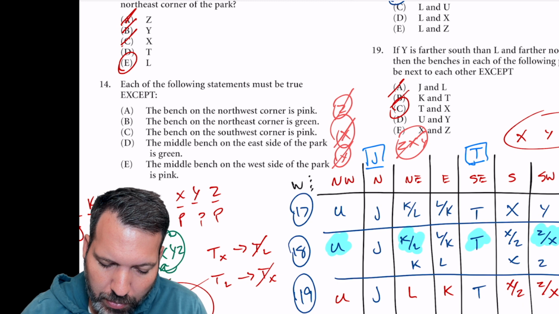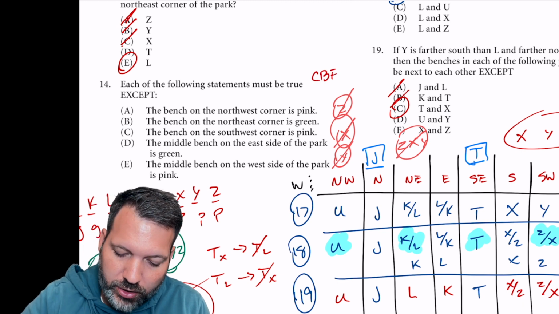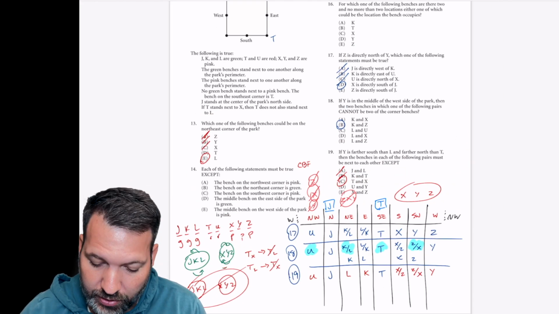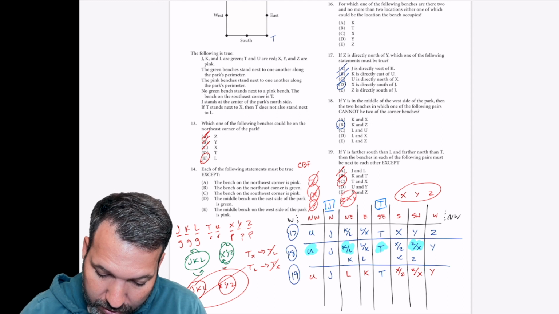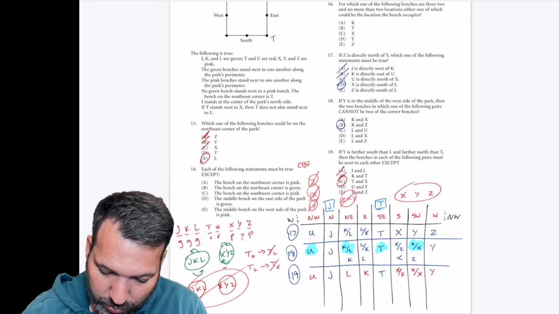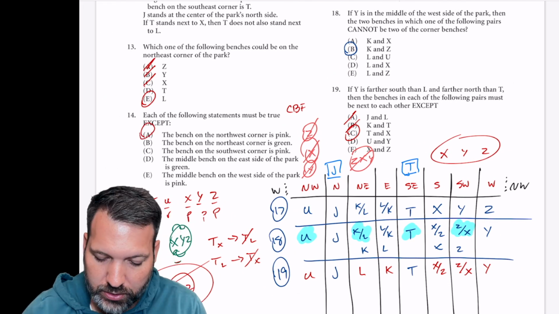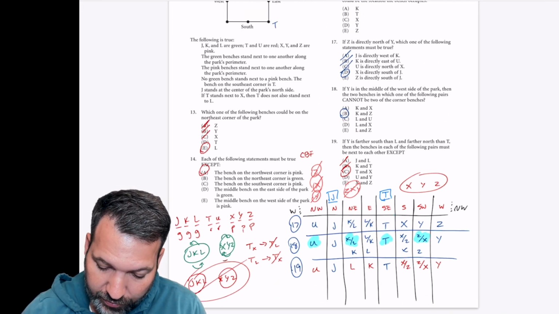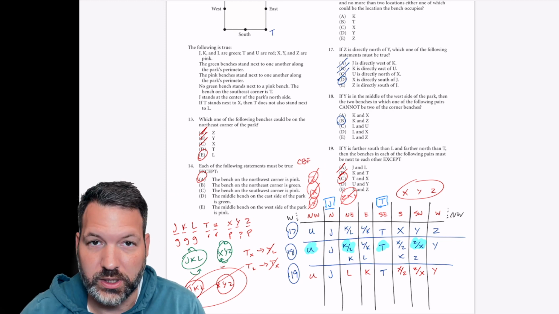Each of the following statements must be true except, so this is really a could be false. We want to eliminate anything that has to be true. The bench on the northwest corner is pink. Not necessarily, because we've seen it be U several times. So that's got to be the answer. That is a could be false. Yeah, okay. Resist the habit to check all the other choices.